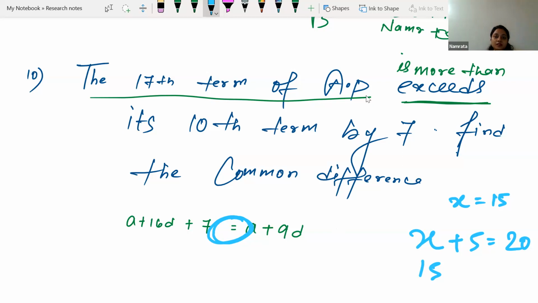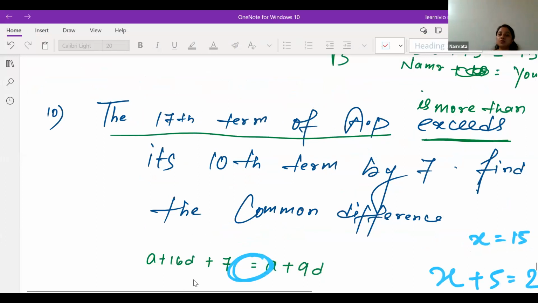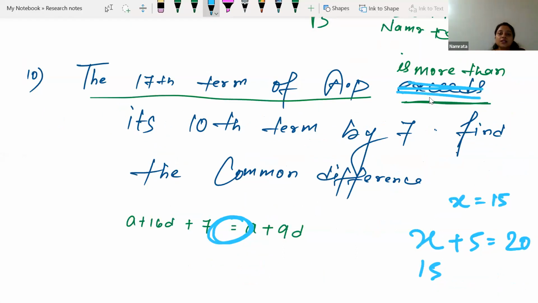Right? Everyone is agreeing that 7 we need to add to the smaller one, because the 17th term is already more than. Exceed means is more than. Let's read it without exceed. The 17th term of the AP is more than the 10th term by 7. The 17th term is already more. You need to add 7 to the 10th term, right? So we will be writing a plus 16d is equal to a plus 9d plus 7. This way you can write the equation.